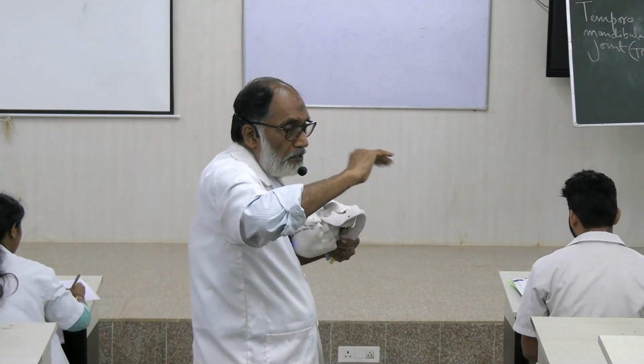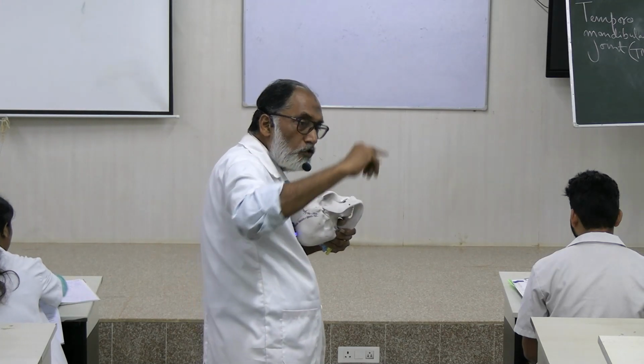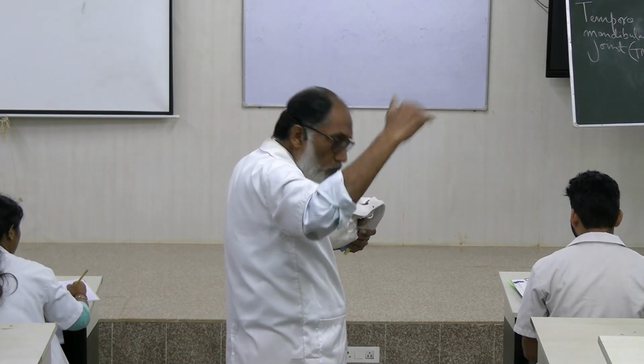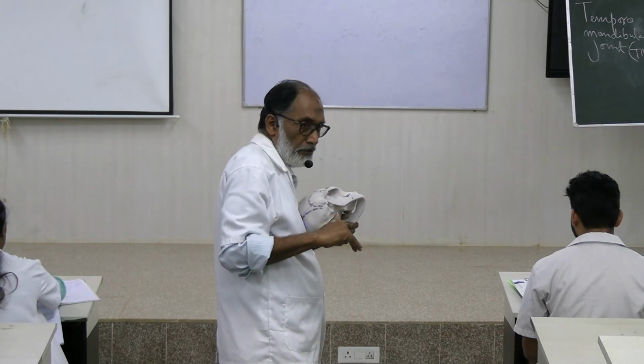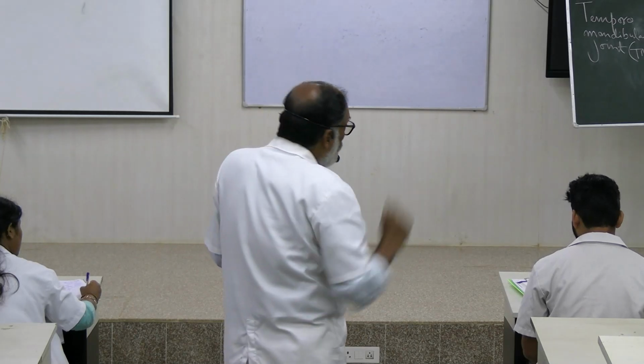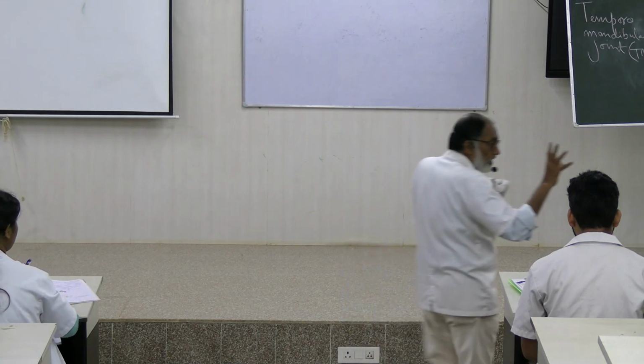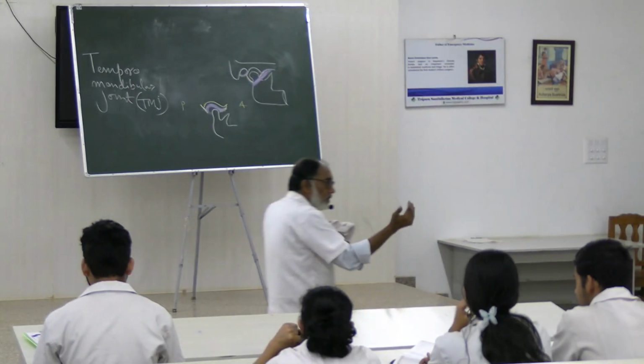This articular disc divides the mandibular fossa into two compartments. The upper compartment is known as the menisco-temporal compartment and the lower compartment is known as the menisco-mandibular compartment. The menisco-temporal is the temporal bone, the fossa is in the temporal bone. This fossa is a very wide area. Its anterior part is articular and its posterior part is non-articular.